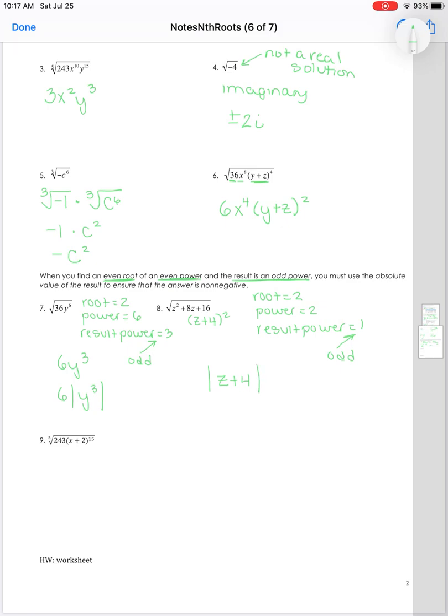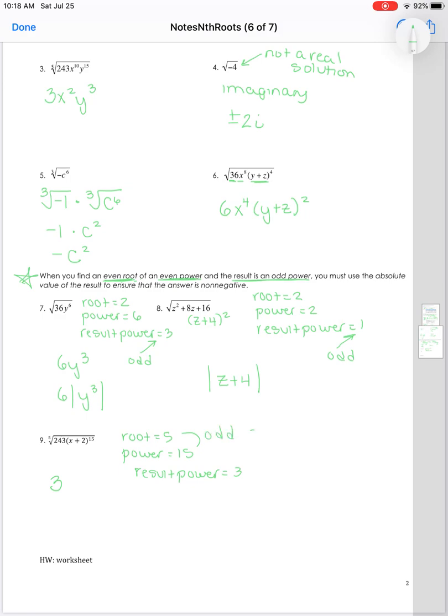Now for 8, if you factored this, you would get z plus 4 squared. It's a perfect square. So the root is equal to 2. The power is also equal to 2. And then the resulting power is equal to 1 when we do 2 divided by 2. So that's odd, which means that usually we would just write z plus 4. But given that it's to the first, you have to put absolute value symbols around it because the resulting power was odd.